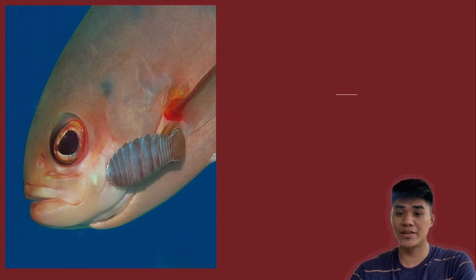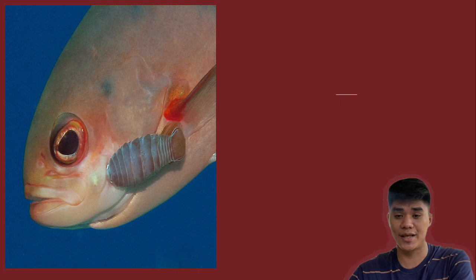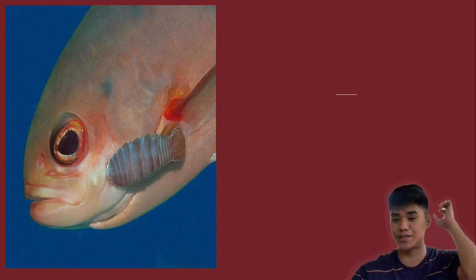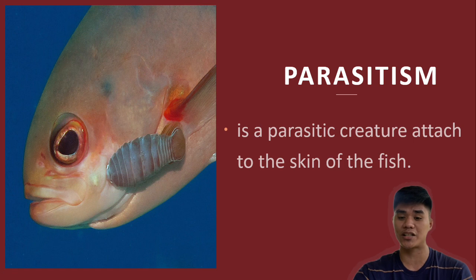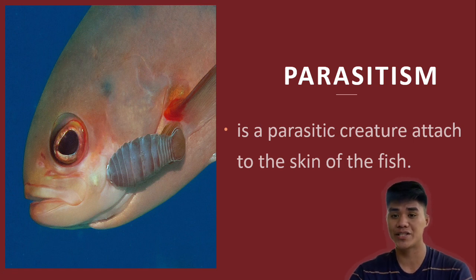So what have you observed in this interaction, class? This picture. That's right. It is the fish and the what, class? This is called a parasite, which attaches to the skin of the fish. So the fish here is harmed, and the parasite is the only one that benefits. So this interaction is called parasitism. It is a parasitic creature attached to the skin of the fish. That's right.